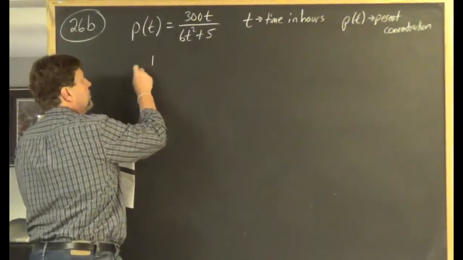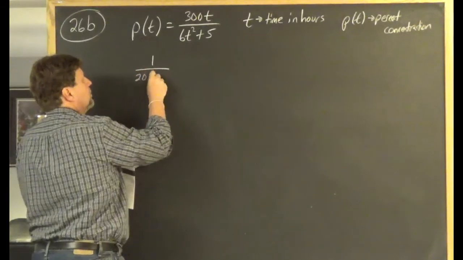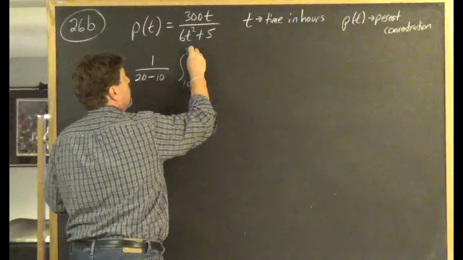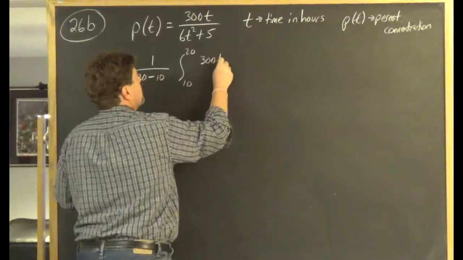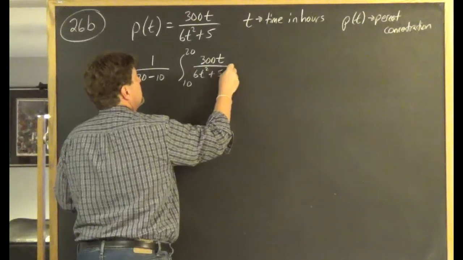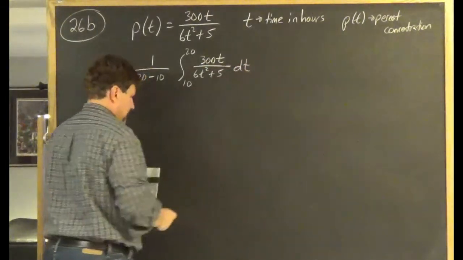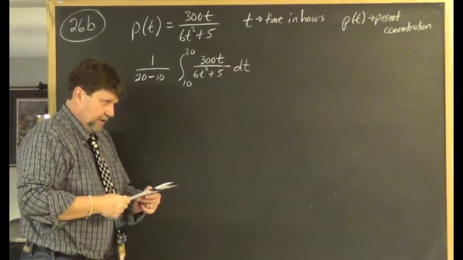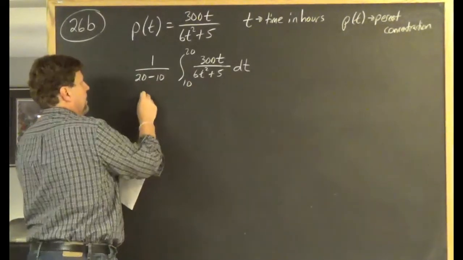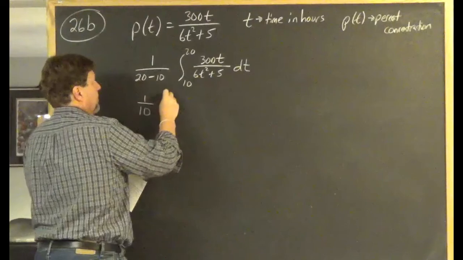So we need to do 1 over 20 minus 10, integrate from 10 to 20, 300t over 6t squared plus 5 dt. Well, this is 1/10. So let me just take care of that real quick.